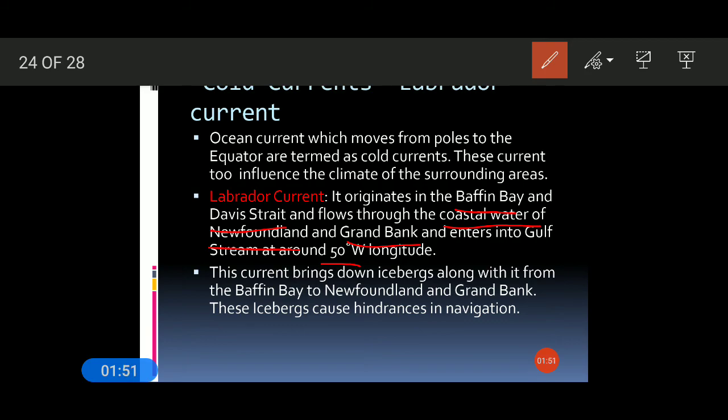As it comes from the polar regions, along with this current it also drags some icebergs and brings them along the coast of Baffin Bay and to Newfoundland and Grand Bank. Bringing all these icebergs causes hindrance in navigation. These icebergs form obstacles to ships or any kind of water transport.